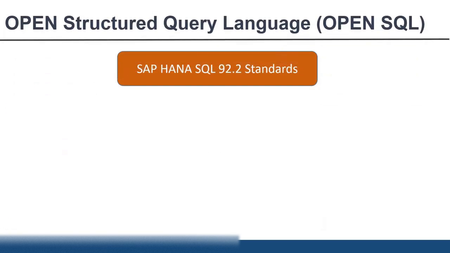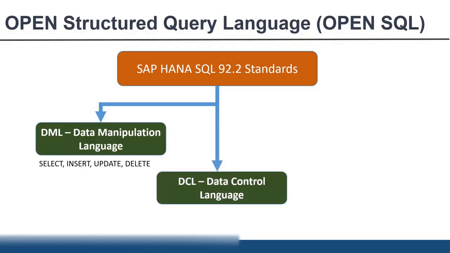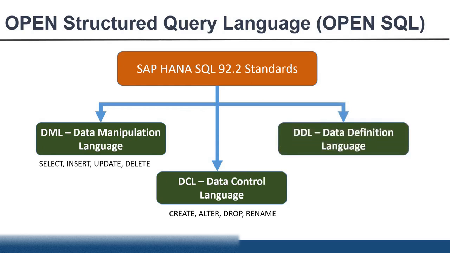According to SAP HANA SQL 92.2 standards, OpenSQL can be divided into three areas. First one is DML, data manipulation language. This helps to perform operations like select, insert, update, and delete data on the database. Second one is DCL, data control language. DCL aspects are not reflected in standard ABAP. Instead, the data access is managed by the ABAP authorization concept. Third one is DDL, data definition language. ABAP Dictionary or SE11 controls DDL aspects.